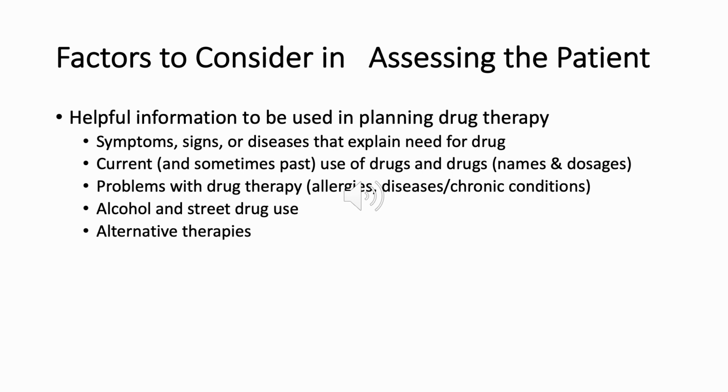Number 3, any problems that the patient has had with drug therapy, for example, allergies. Include the name of the drug and the symptoms that the patient experienced. Number 4, diseases that may prohibit or limit use of some drugs. Example, sickle cell disease, glucose-6-phosphate dehydrogenase deficiency, drug addiction, immune deficiencies.